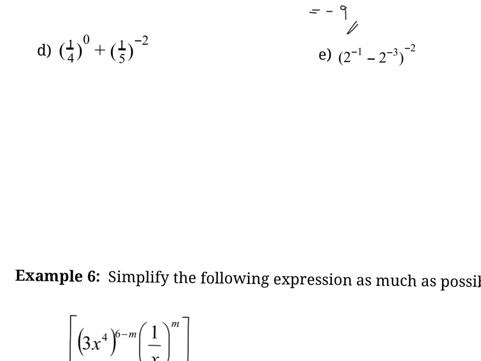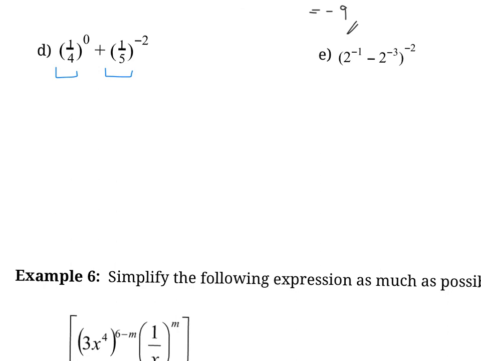All right, take a look at the next example. We don't have the same base in these 2 terms, but not only that, we don't have a law that helps us when we're adding 2 terms with the same base. So we know that we just have to work on them separately, so let's do it. We know how to find 1 over 4 to the power of 0, and we know how to find 1 over 5 to the power of negative 2.